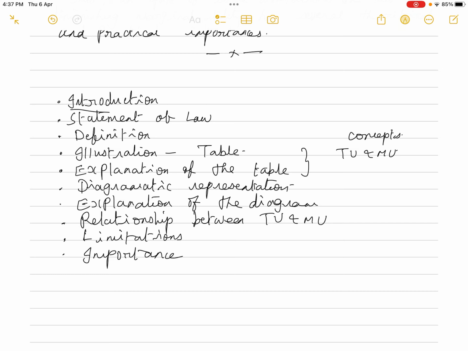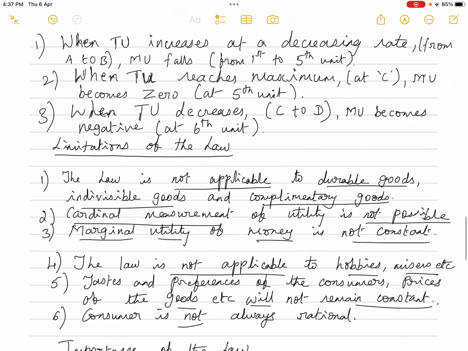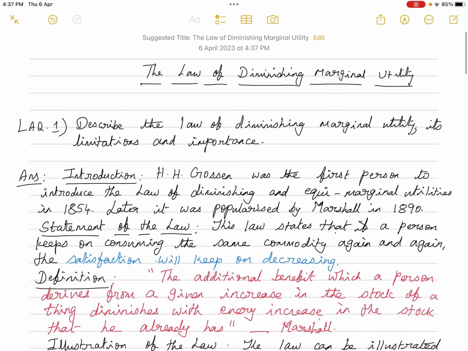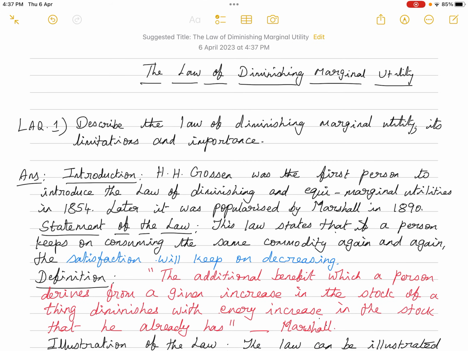So this is the way the answer has to be framed. Starting from the introduction, one by one you have to write and you have to underline. Everything you have to explain briefly. So that is the way I have written the answer, and I will be explaining to you side by side. Okay. First, the introduction of the law. You can see that first one is the introduction.